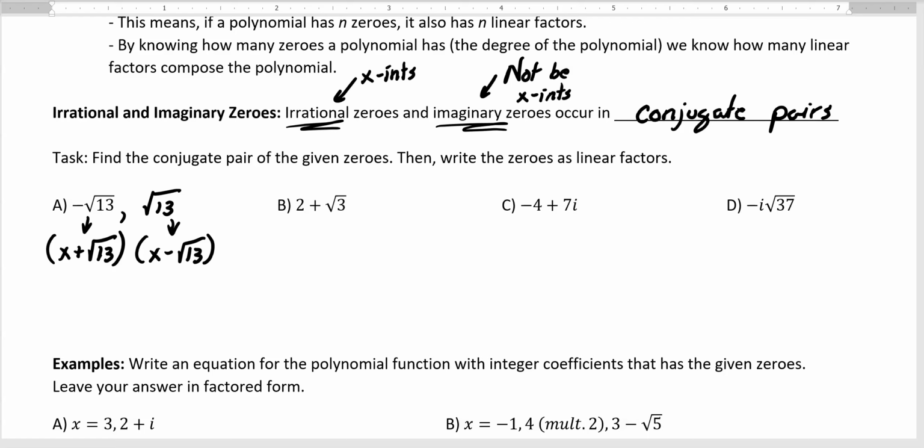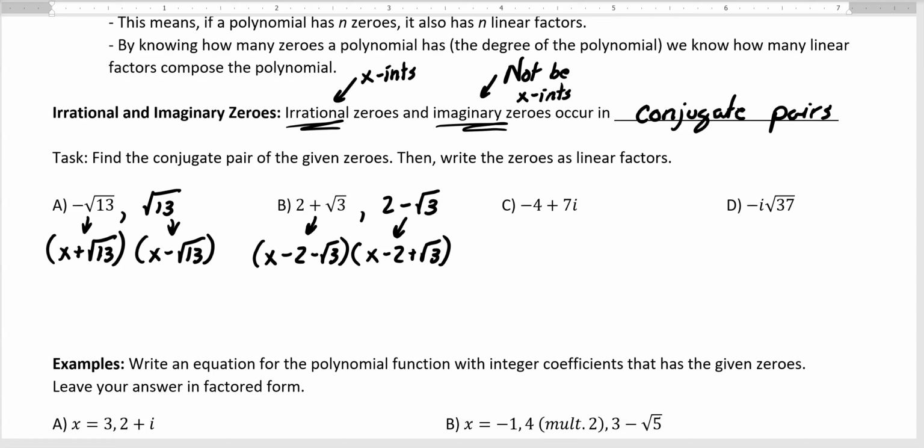If 2 plus the square root of 3 is a 0, well then 2 minus the square root of 3 is a 0. Now these zeros, we'd have x and then just switch our sign, so x minus 2 minus root 3. That'd be this factor, x minus 2 plus root 3. So notice the sign in front of the radical changes.